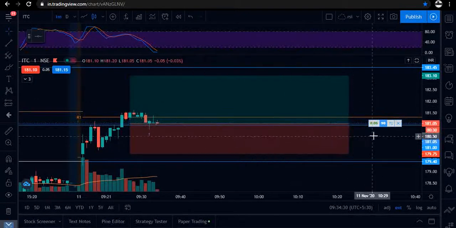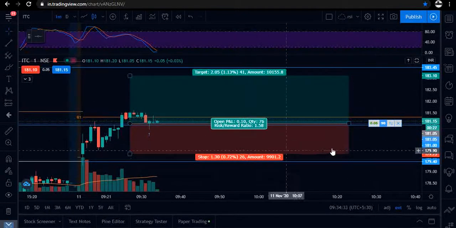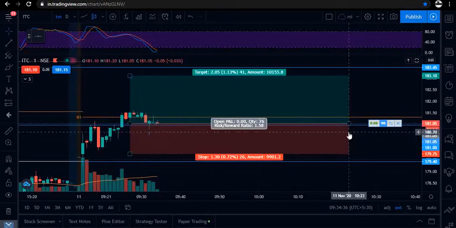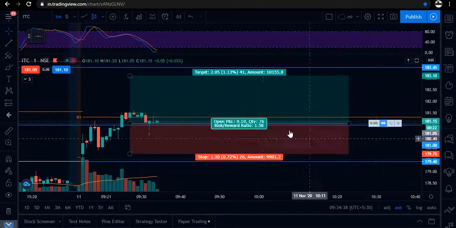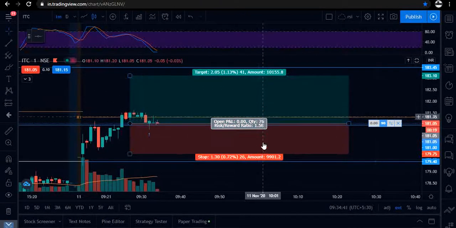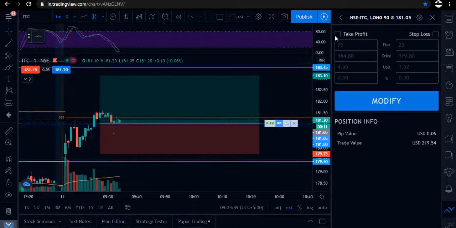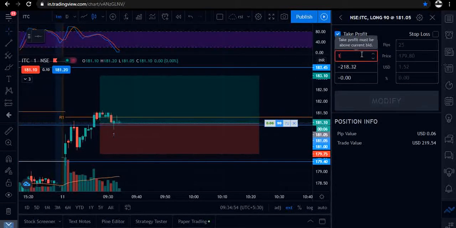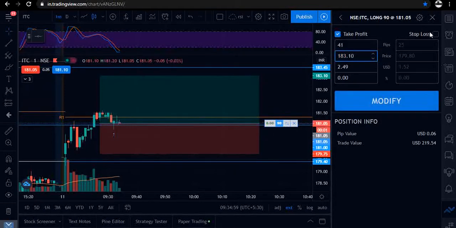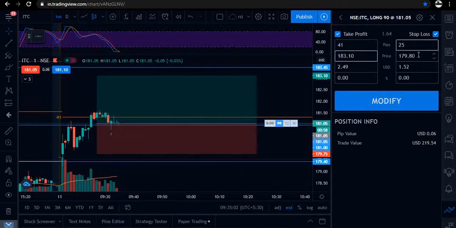for the buying side, and this is our trade which is going on. Currently price is spending time near our cost price, and this is our target, traders, and here is our stop loss. So let us place it in the system. Our target is 183.10, and our stop loss here is 179.75.